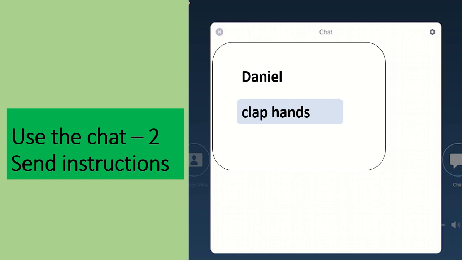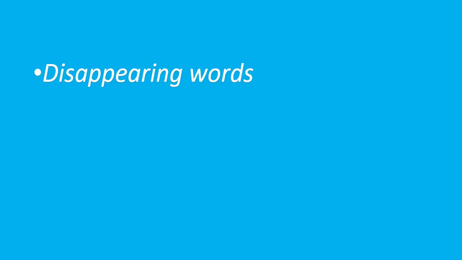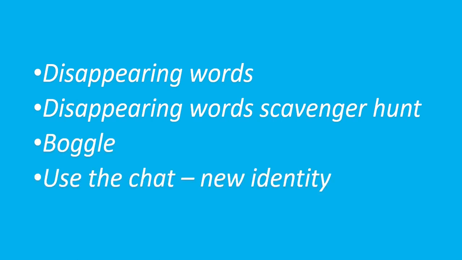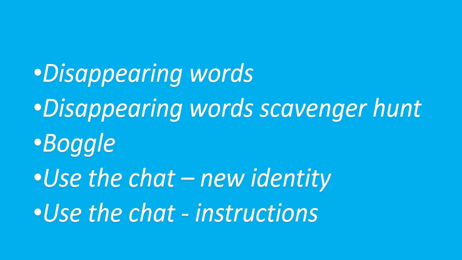So these were 5 activities that young learners have a lot of fun with, and it increases their involvement and also improves their reading skills. So it was disappearing words, disappearing words scavenger hunt, Boggle, use a chat for a new identity, and use a chat for giving instructions.